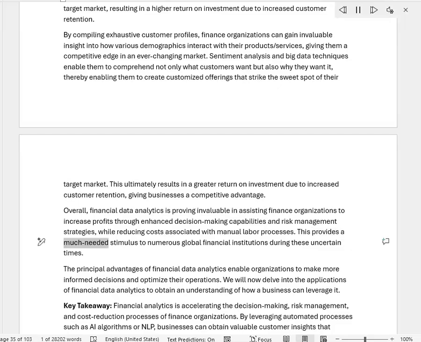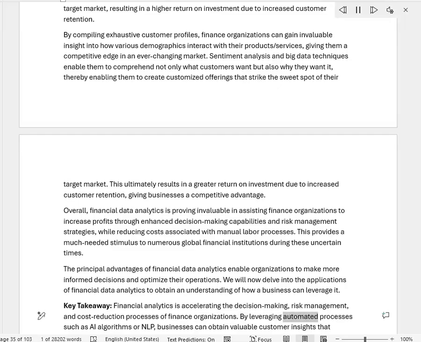This provides a much-needed stimulus to numerous global financial institutions during these uncertain times. The principal advantages of financial data analytics enable organizations to make more informed decisions and optimize their operations. We will now delve into the applications of financial data analytics to obtain an understanding of how a business can leverage it. Key takeaway: financial analytics is accelerating the decision-making, risk management, and cost reduction processes of finance organizations.